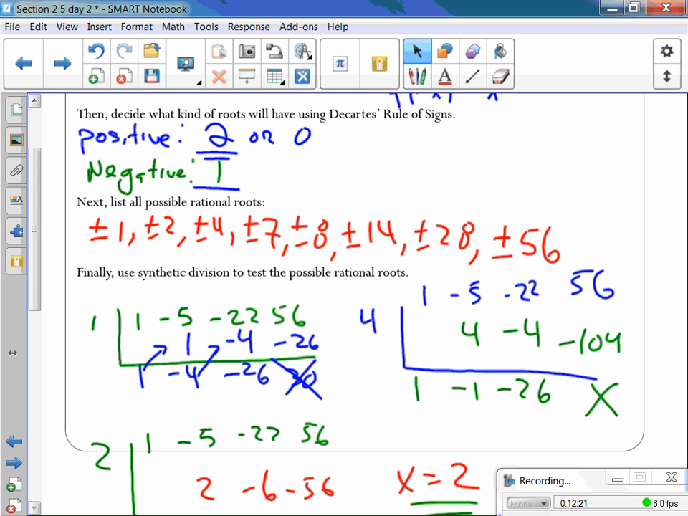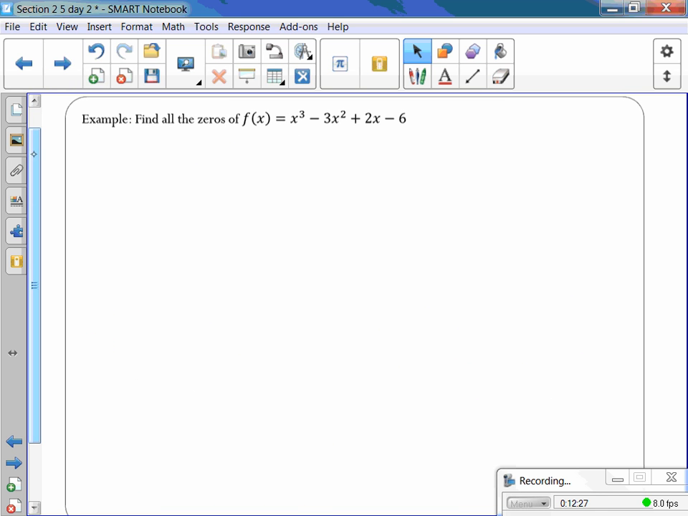So, let's try this one. Find all zeros of f of x equals x cubed minus 3x squared plus 2x minus 6. So, Dominic, how many zeros do I have here? 3. Absolutely. Since I have that third degree polynomial, I have 3 zeros.